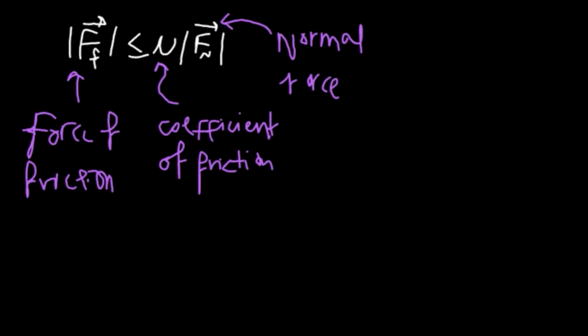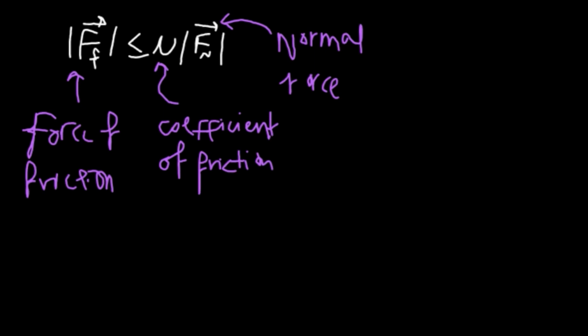Alright, so in this video we're going to be covering friction, and this is the equation for friction given to you by the College Board on the equation sheet. So what it's stating is that the magnitude of the force of friction is going to be less than or equal to the product of the coefficient of friction times the normal force. Now the first thing that might jump out to you is that inequality.